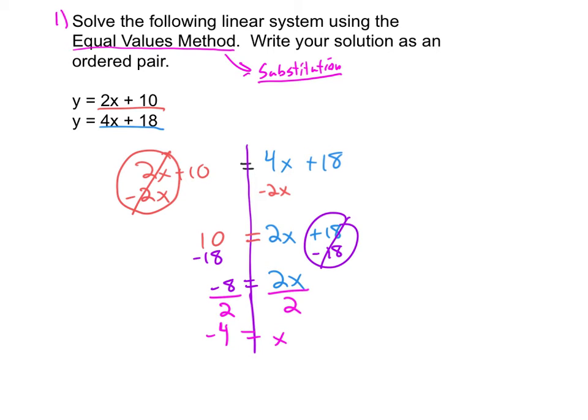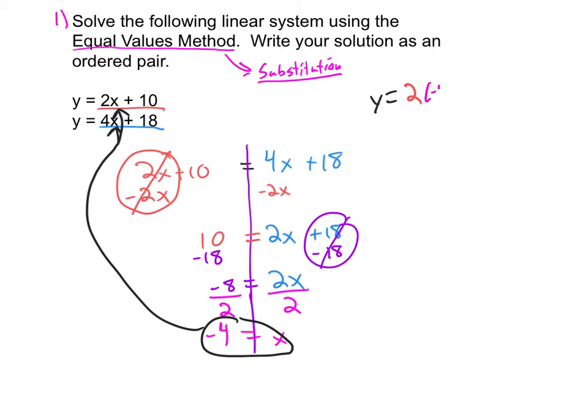To find the other half, the y value for the solution, I would need to take the negative 4 and plug it into either of the original two equations and then solve for y. So if I use the top equation, y equals 2x plus 10, well, x we said was negative 4. So 2 times negative 4 is negative 8, plus 10. Negative 8 plus 10 would be a positive 2. Y should be equal to 2. So my solution is going to be negative 4, positive 2. And we always write that solution as an ordered pair.